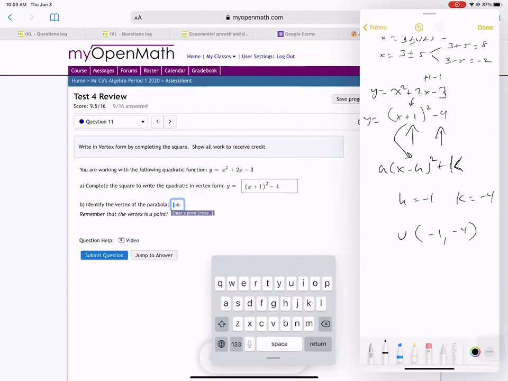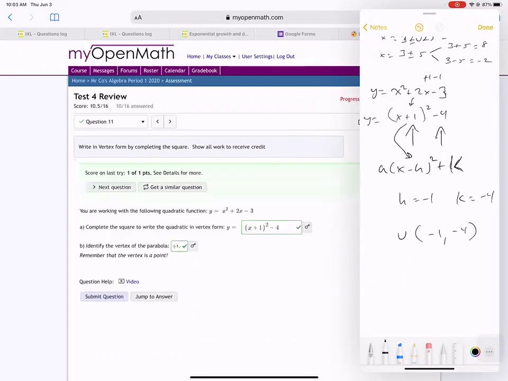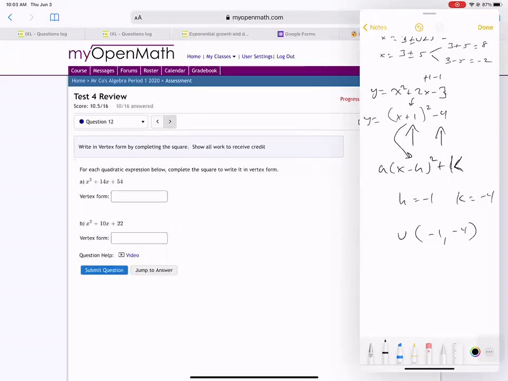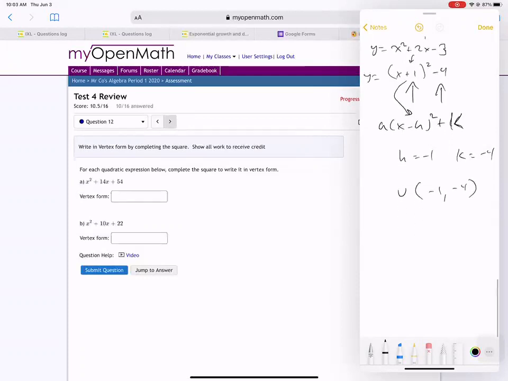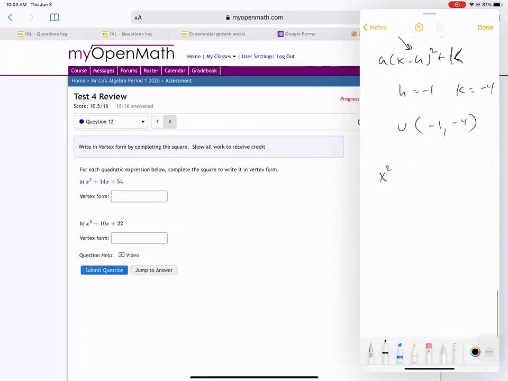And this is going to come out. Parentheses, negative 1. Okay, so it's written in there, negative 1, negative 4. So you complete the square and then you find the vertex that way. Now, this question here is just asking you to write in vertex form. For each of the quadratic expressions, write this in vertex form: x squared plus 14x plus 54 and x squared plus 10x plus 22.